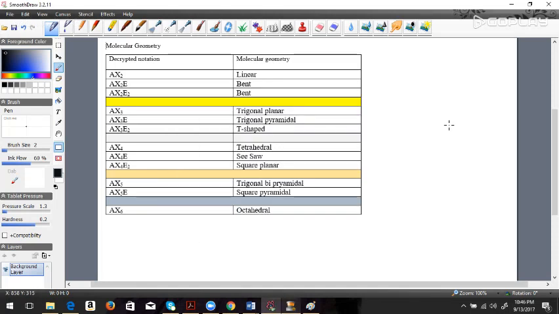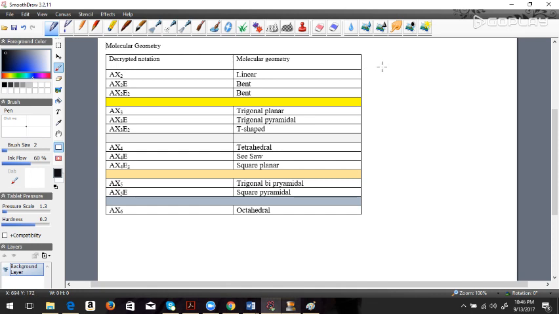Okay, let's continue our discussion on molecular geometry. Just a couple more examples. One of them is AX4E. So what would that be a good example of? Well, if you think about it, that means you've got four bonds and a lone pair, right?